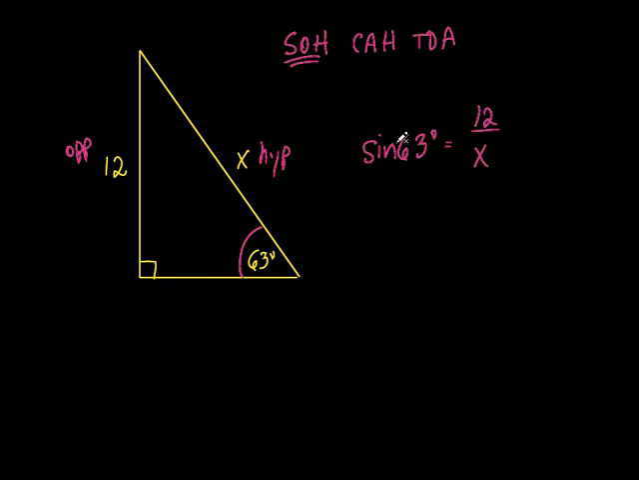X is on the bottom. I want it on the top. So where am I going to put that? On the other side on top. This sine of 63 is on the top, but I want to move it to the other side. So where do I put it? On the bottom. So basically, I just switch places with the x and the sine of 63. See what I did? I put the x here, and I put the sine of 63 here. That's how you do the algebra when x is on the bottom.